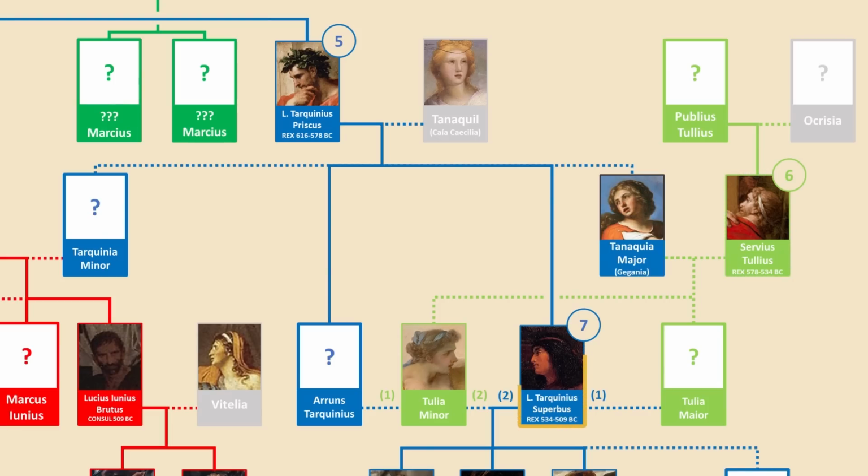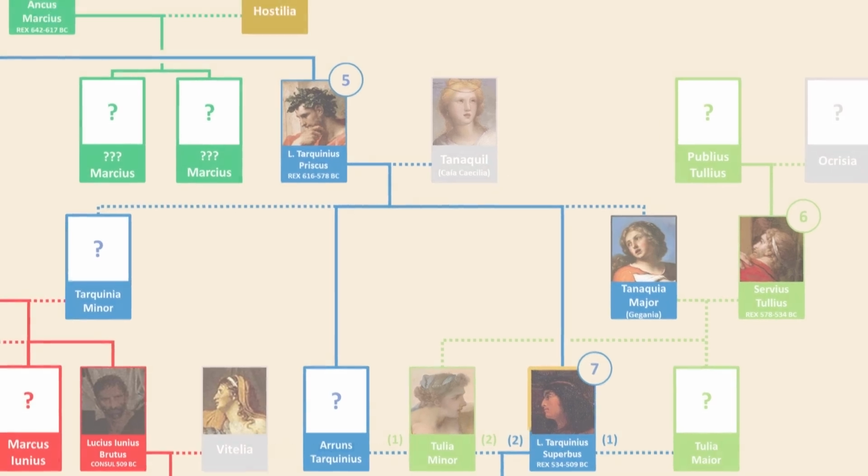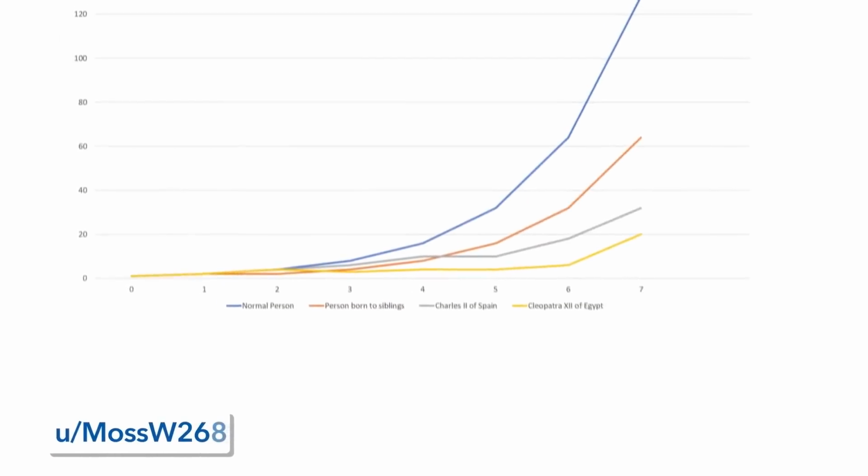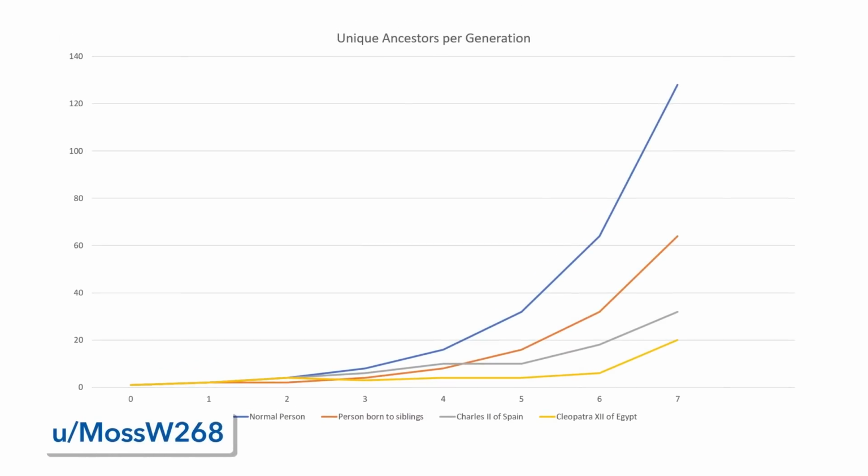And now for something completely different. This is a simple chart, but a very informative one. If you know anything about royal genealogy, you'll know that there is always a certain level of inbreeding involved. This chart shows two of the worst cases.